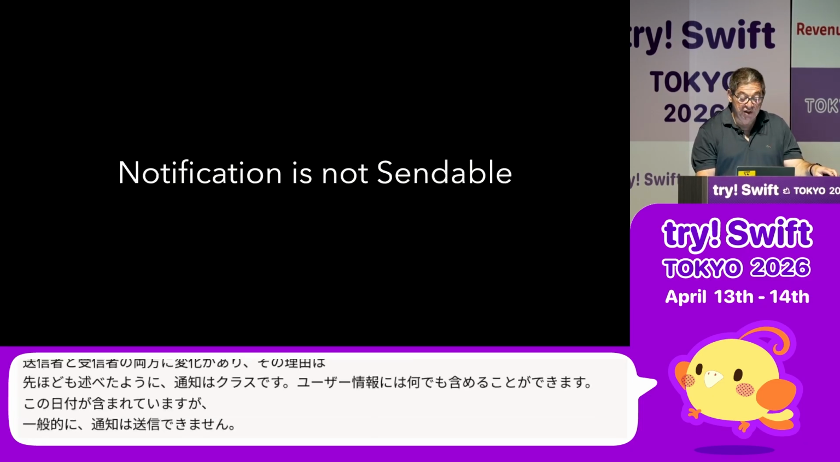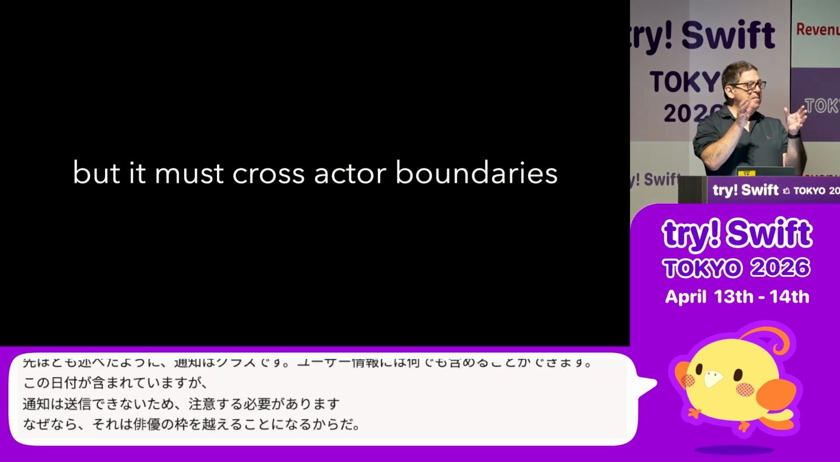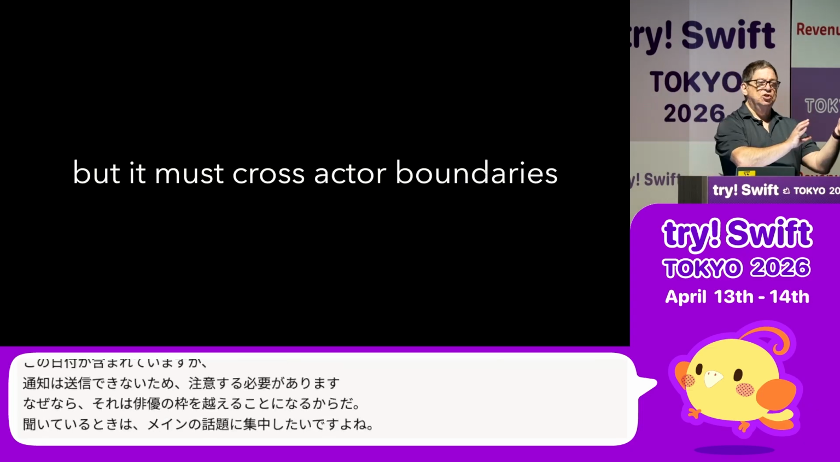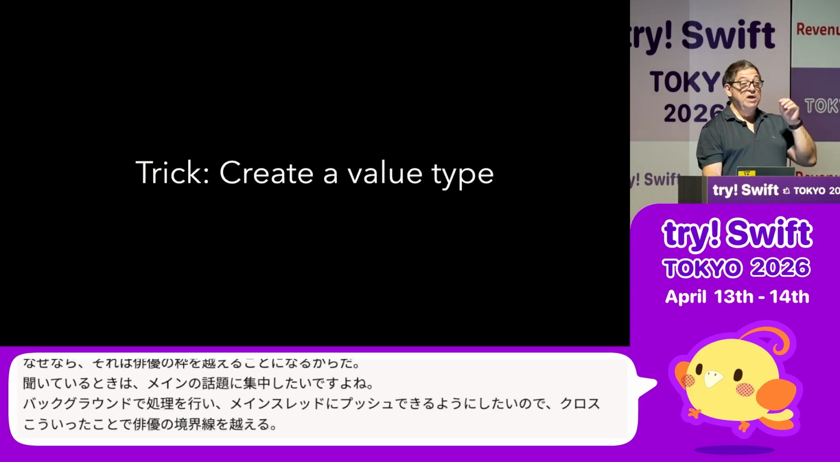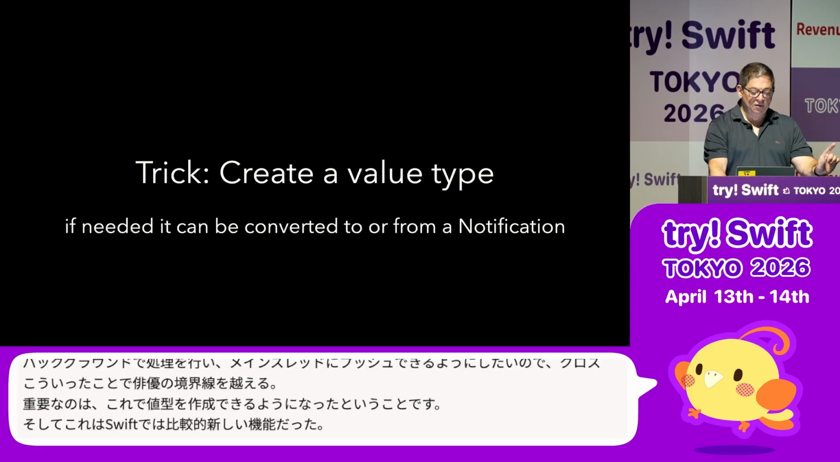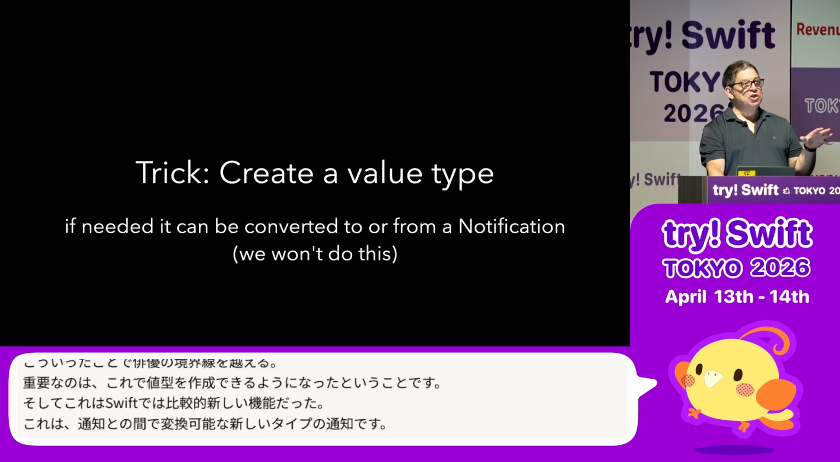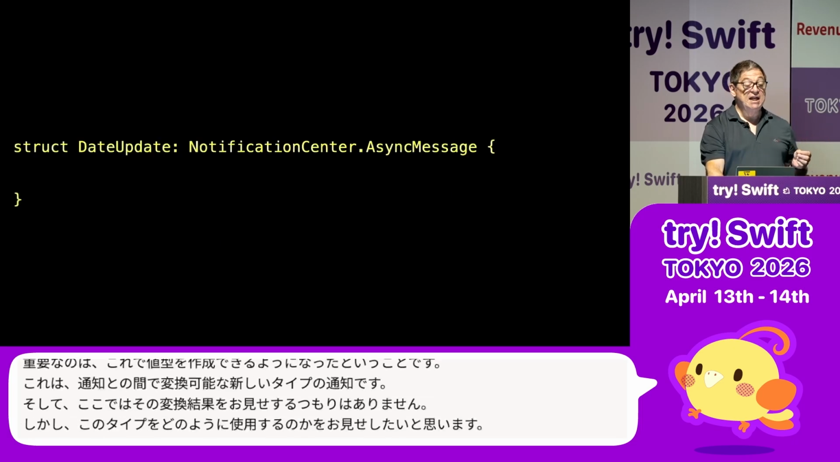And because notification is not sendable, we have to pay attention to it because it's going to cross actor boundaries. You don't want to be on the main thread when you're listening. You want to do things in the background, and then you want to be able to push to the main thread. So you're crossing actor boundaries with these things. And so the trick is we now can create a value type. And this is fairly new in Swift. It's a new type that can be converted to and from a notification. I'm not going to show you that conversion here, but I do want to show you how we use this type. So this type is, in this case, an async message.